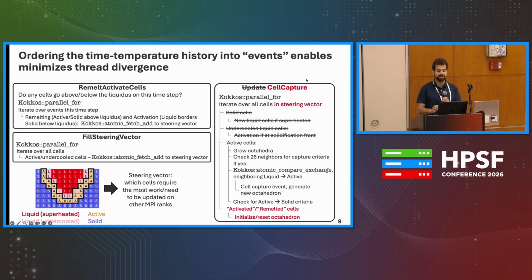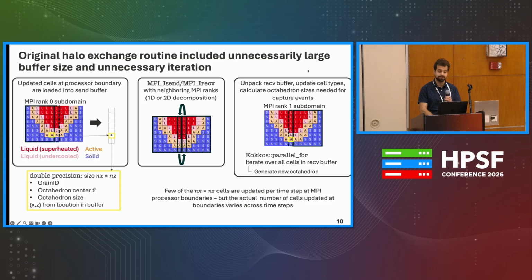But despite the fact that we have more atomic operations and more parallel for loops, by forcing most of the work to be done in one kernel and having these two pretty simple lightweight kernels without a lot of if statements, it ended up really helping us. And this was possible because we knew that time temperature history in advance.